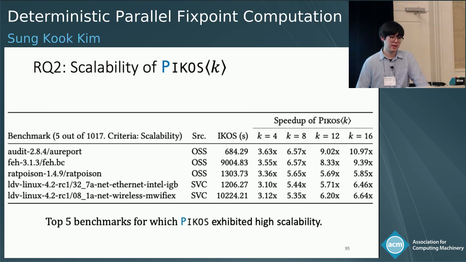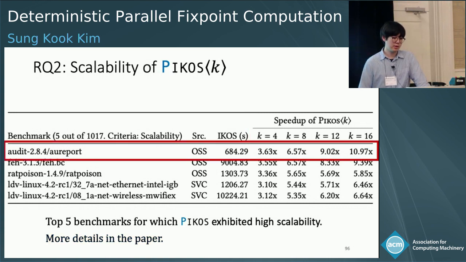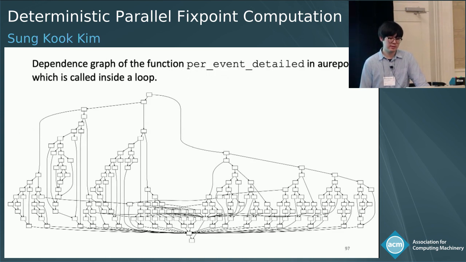Now, we also looked at scalability. Here, we just show the top 5 benchmarks with threads 4 to 16. You can see more details in the paper. In particular, this benchmark had an 11x speedup with 16 threads. This benchmark contained this function, which is called multiple times in a loop, and IKOS spent most of the time in it. And PyCos could exploit this parallelism in this graph.